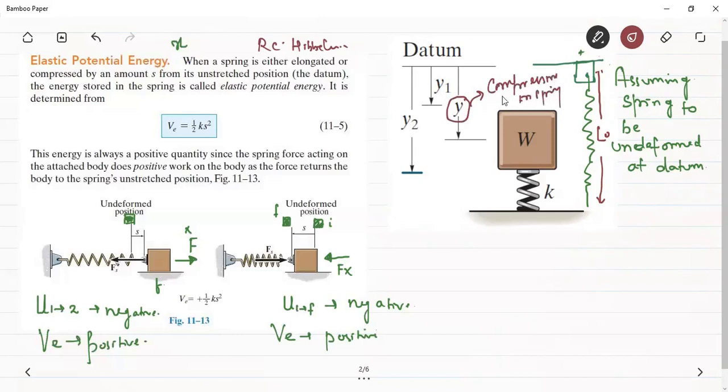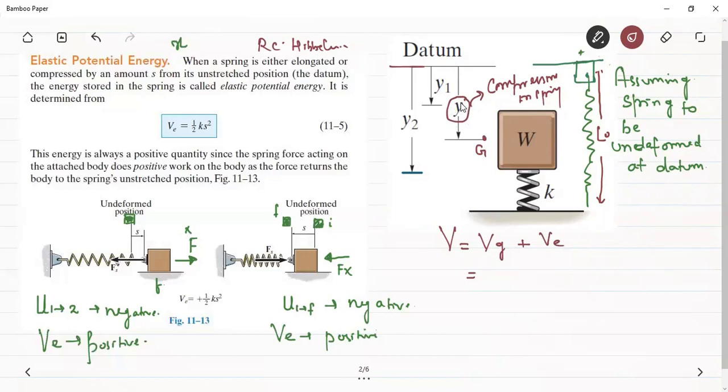This is the compression in the spring. Now see, if I want to write the potential energy of this system, the potential energy will be the summation of the gravitational potential energy and the elastic potential energy. We can see that if we have taken this to be the datum, the weight W, its center of gravity is here. The center of gravity of the weight W is at a distance of y below the datum.